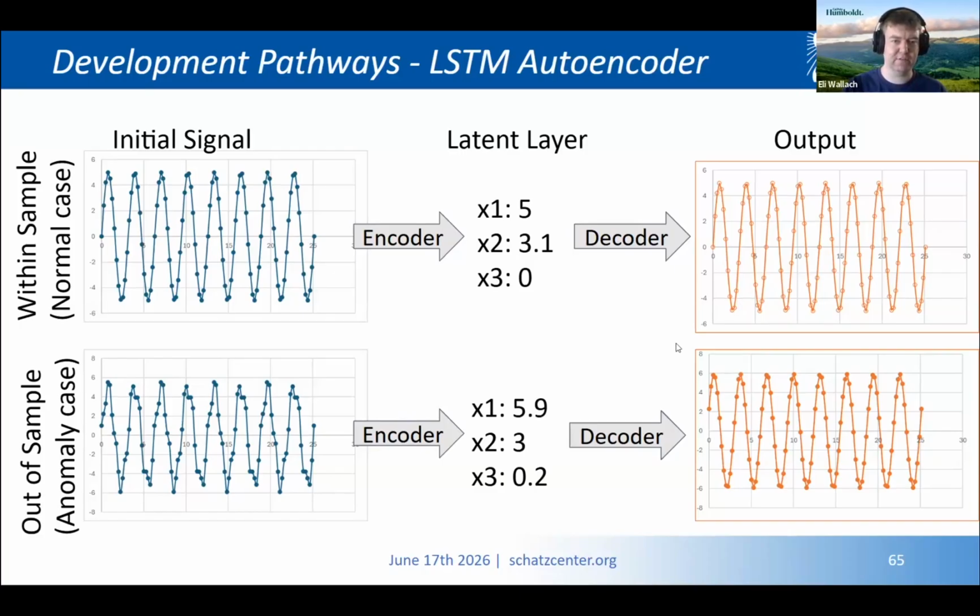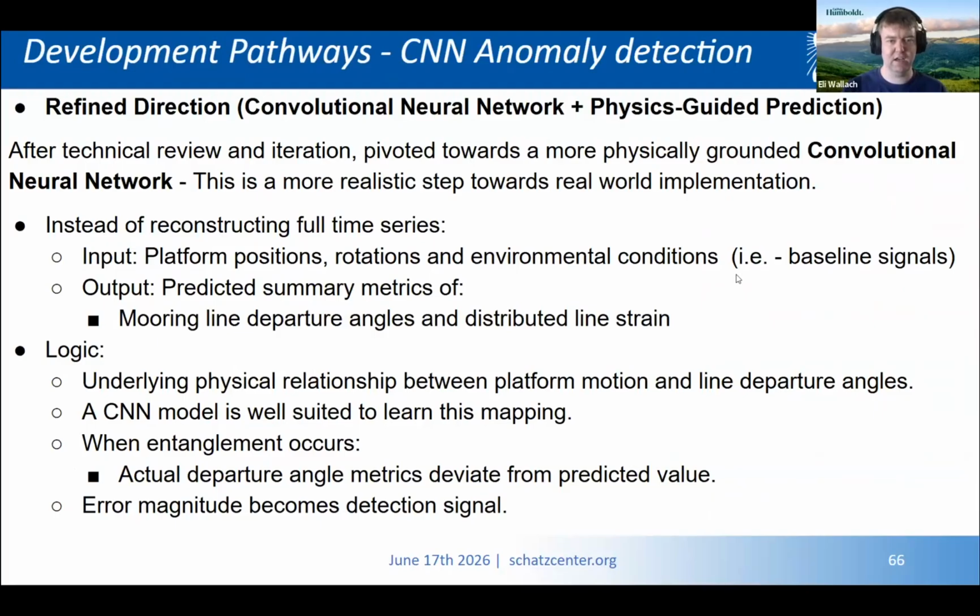And we move to our final selected approach of using a convolutional neural network to predict summary metrics for the system. This approach trains the neural network to take time series inputs of platform position, rotation, and environmental conditions and predict summary metrics for key variables which we found to be sensitive to entanglement, such as the mooring line departure angles and distributed line strains. This is a nice approach because it's based on the physical relationship between the location of the platform and the angle of these lines.